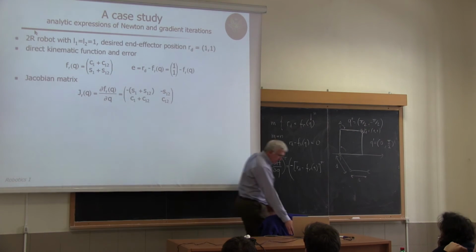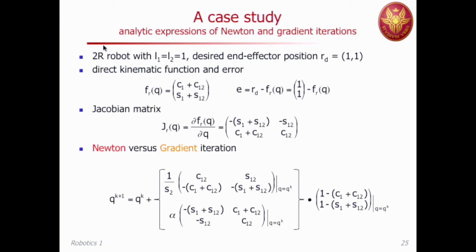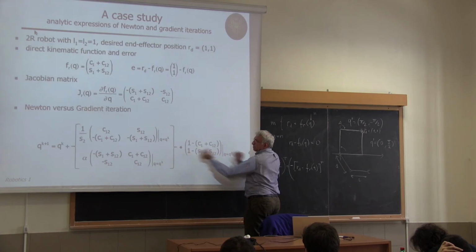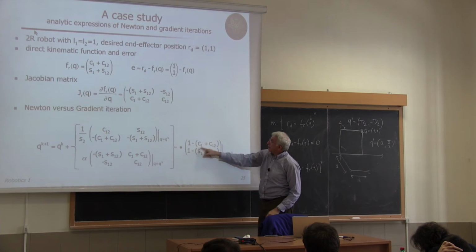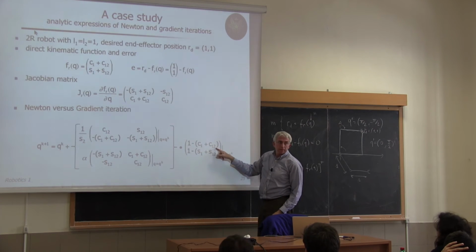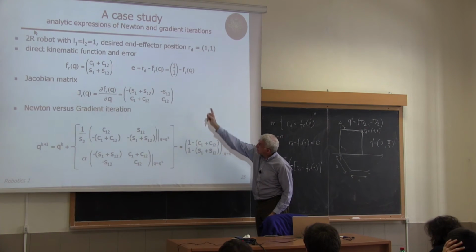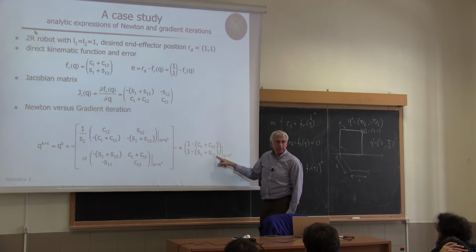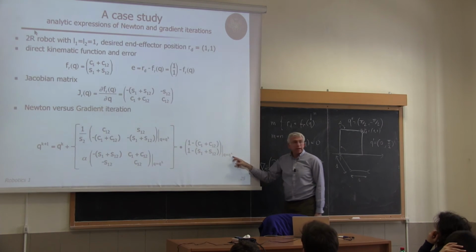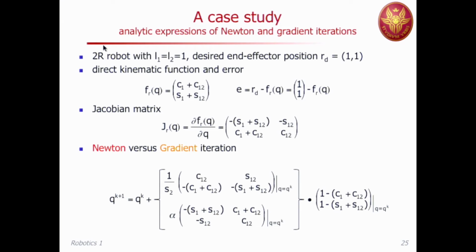And then, if we want to write the Newton versus the gradient iteration, here is the error: 1 minus the first component, cosine plus cosine. Second component is again 1 minus sine plus sine. All evaluated at the current configuration QK. And then here you have the two options. So the new update, you start with Q0, then you will generate Q1, and then Q2, and so on.